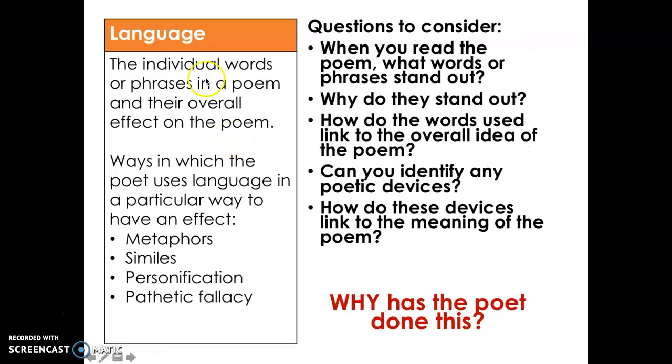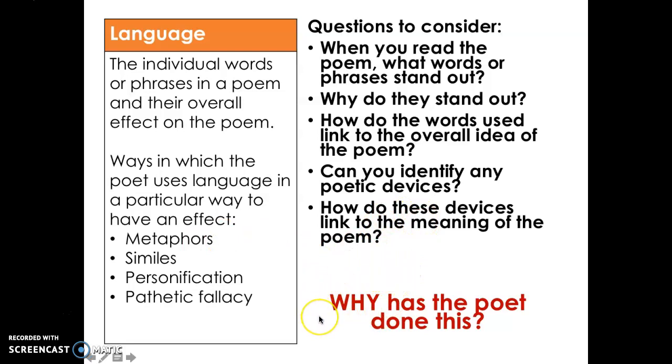And then moving on to language as well. We know language refers to the individual words or phrases in a poem and their overall effect on the poem. And some questions to consider when looking at language. When you read the poem, what words or phrases stand out? Why do they stand out? How do the words used link to the overall idea of the poem? Can we identify any poetic devices? Those are the things such as metaphors, similes, personification, pathetic fallacy. There will be more as well that we'll look at when we need to. And how do these devices link to the meaning of the poem?